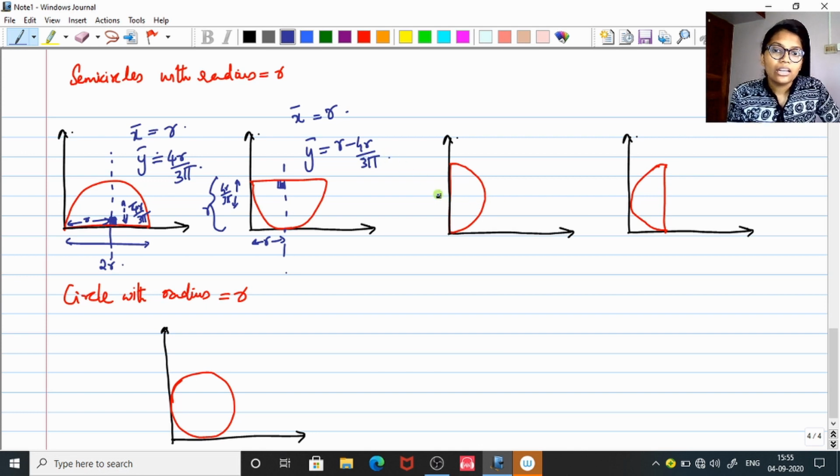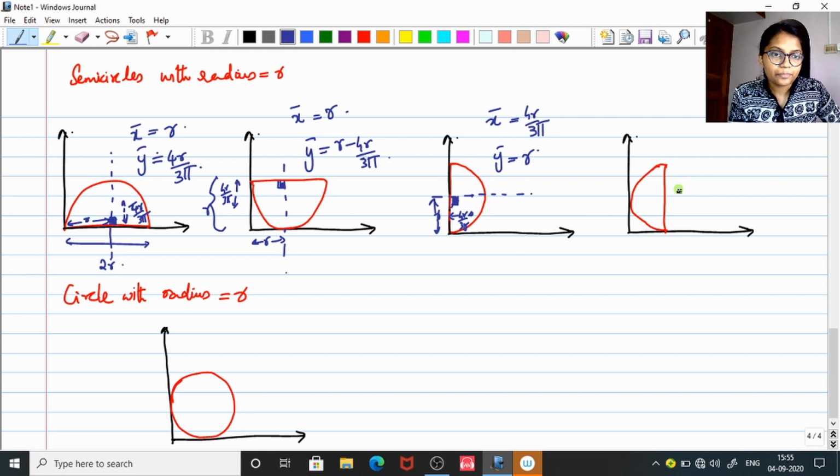Again here the symmetrical line is different. It has a horizontal symmetry, so y bar is lying on this particular symmetrical line, and this symmetrical line is r away from the origin. So y bar is at r, and what about x bar? For x bar, again search for the right angle position, mark your 4r by 3 pi from that particular point, and your x bar is 4r by 3 pi.